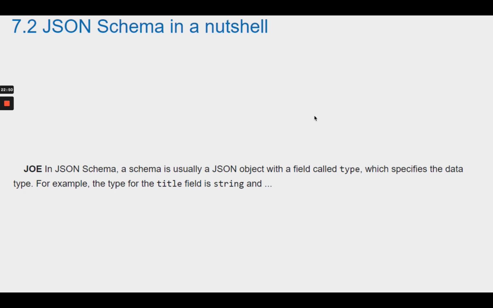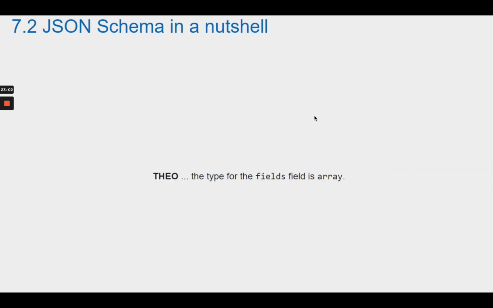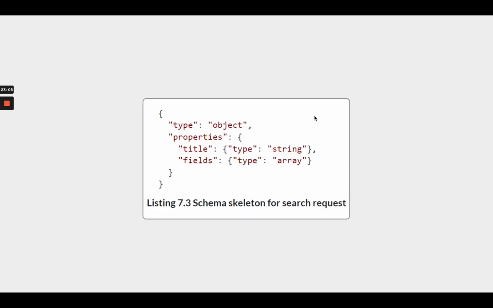Joe: In JSON schema, a schema is usually a JSON object with a field called type, which specifies the data type. For example, the type for the title field is string and Theo: The type for the fields field is array. Joe: Yes. Now it's Theo's turn to go to the whiteboard. He fills the holes in the search request schema with the information about the fields.